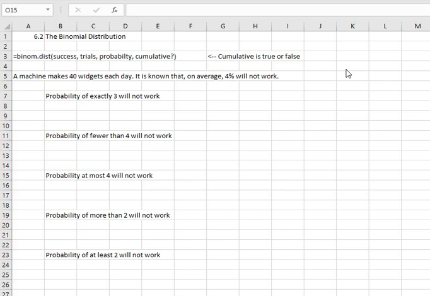Hello, statisticians. Section 6.2 Excel Tips is going to take a look at the binomial distribution. The command in Excel for the binomial distribution is equals binom.dist. Open a parenthesis, and we list several pieces.